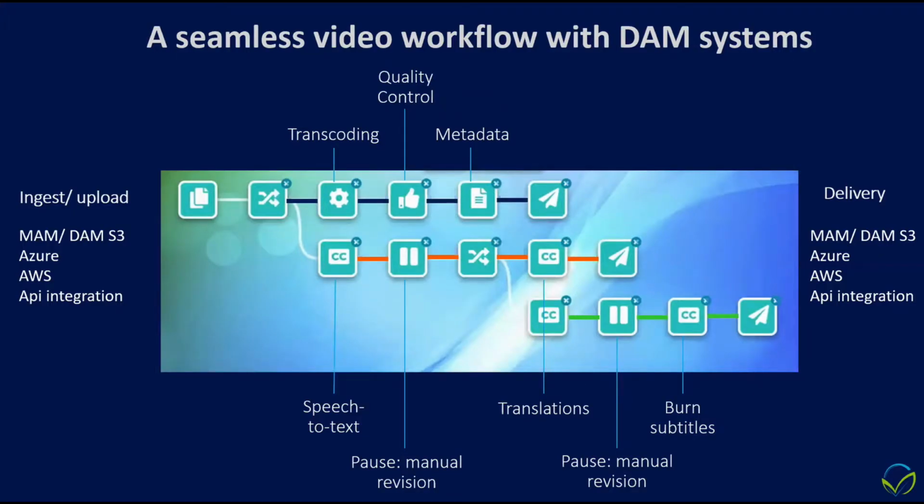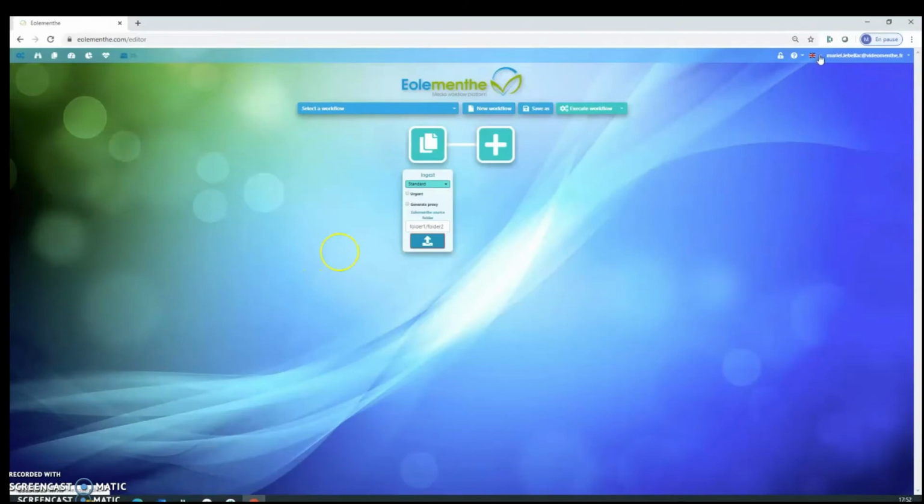This is the kind of workflow we can show you right now. Your media is coming from a MAM or a DAM infrastructure with, for example, storage in S3 or in Azure, and you process the video on the Eolementhe platform and then deliver it back to your MAM through an API integration, or just send it to the S3, which will be monitored by your MAM. So let's go to the workflow editor.